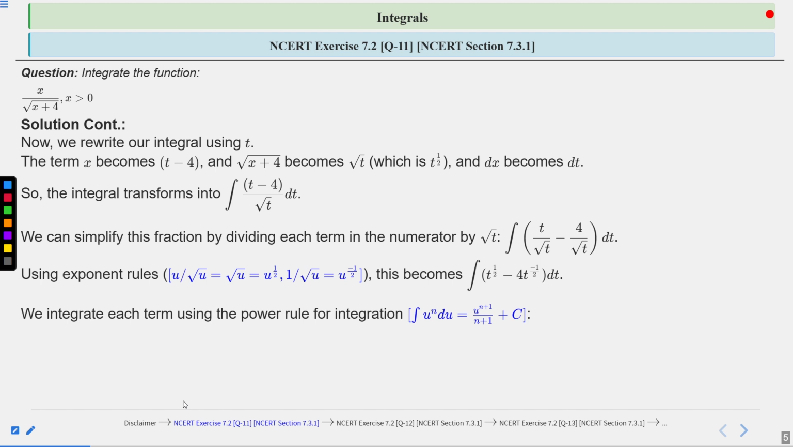We integrate each term using the power rule of integration, which is that integration of u to the power n du is basically u to the power n plus 1 upon n plus 1 plus c. Clear? Okay.